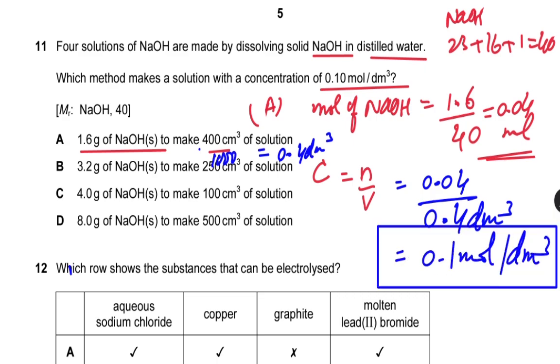So this is the answer we have got, because we have to see whether this question has 0.10 mole per decimeter cube concentration or not. So A part is correct. You can proceed with the same method and check whether the rest of the options get the same answer or not. Otherwise A is the correct option.